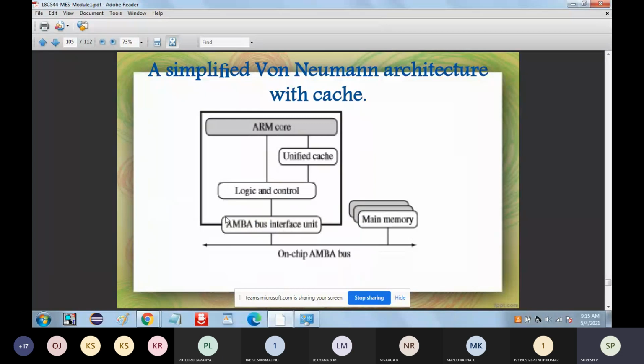Okay. So what do you mean by AMBA? So AMBA stands for what? Advanced Microcontroller Bus Architecture. That we have already discussed. AMBA is nothing but Advanced Microcontroller Bus Architecture.